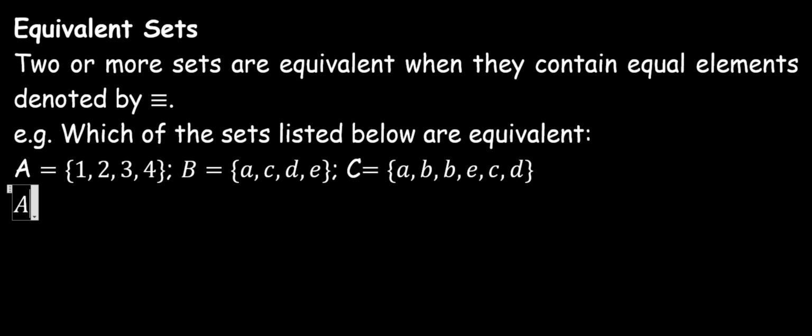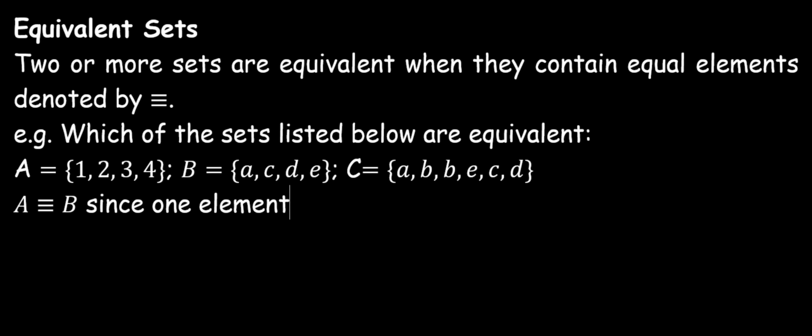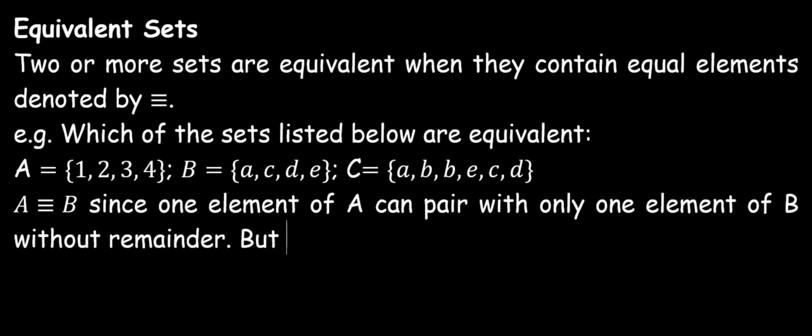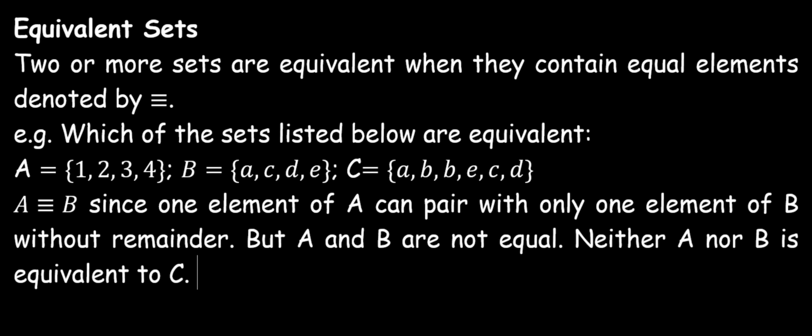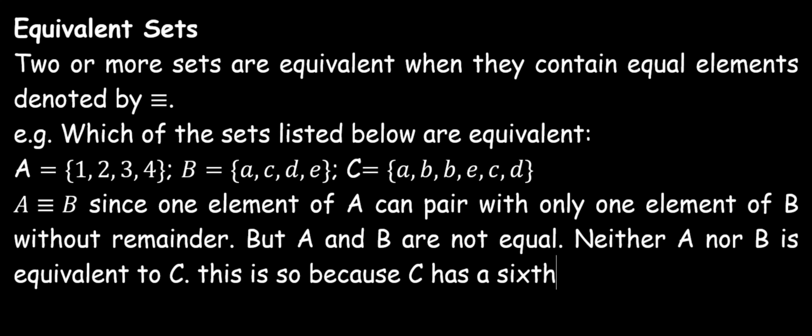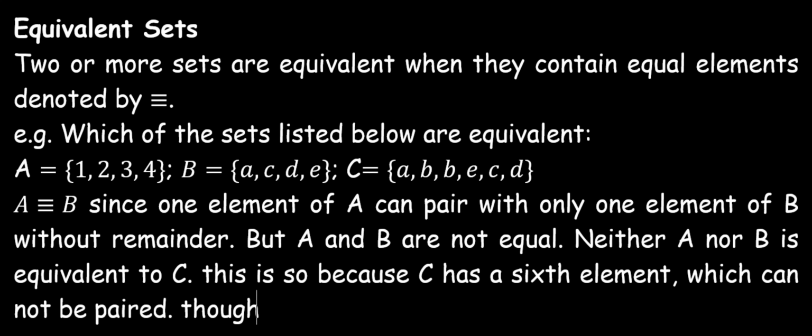A is equivalent to B, since each element of A can pair with only one element of B without remainder. But A and B are not equal. Neither A nor B is equivalent to C. This is so because C has a 6th element which cannot be paired. Though B is equal to C when the elements of C are counted once.